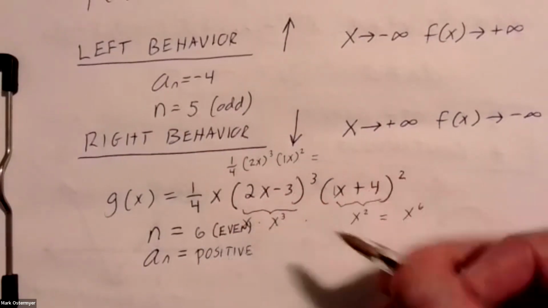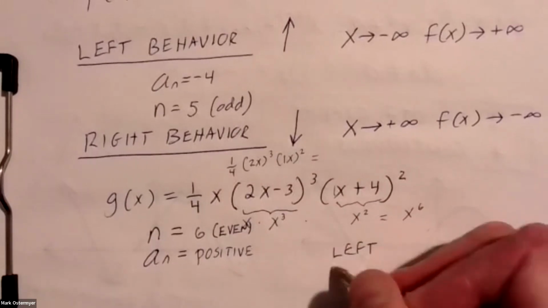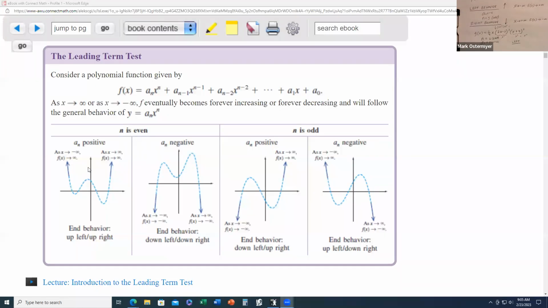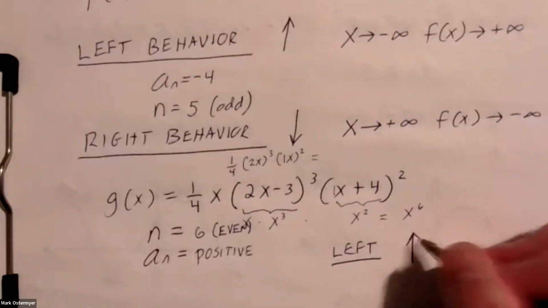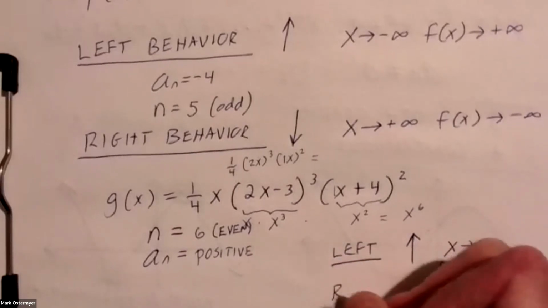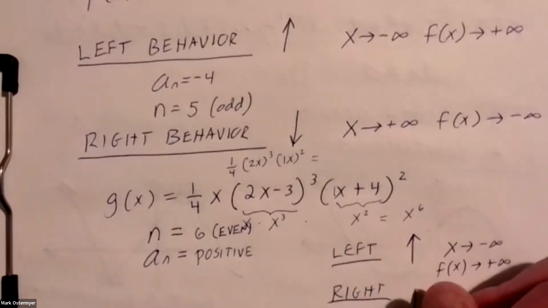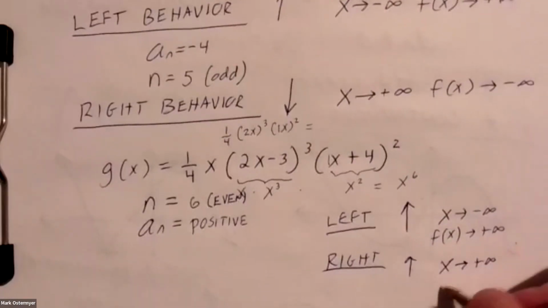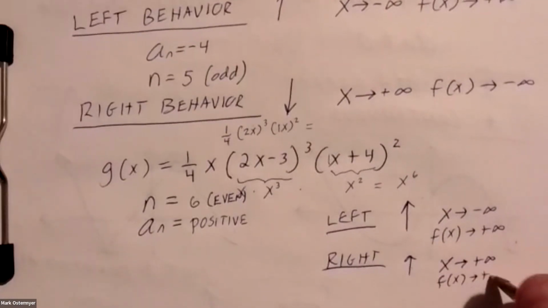What would be the left and right behavior of this graph? Well, according to the theorem, even degree, positive leading coefficient, that means both the left and right behavior of the graph will be going upwards. And so the left behavior of the graph will be going upwards. That's to say, as x approaches negative infinity, f of x will be approaching positive infinity. The right behavior also will have the graph going upwards. That's to say, as x approaches positive infinity, f of x is also approaching positive infinity.